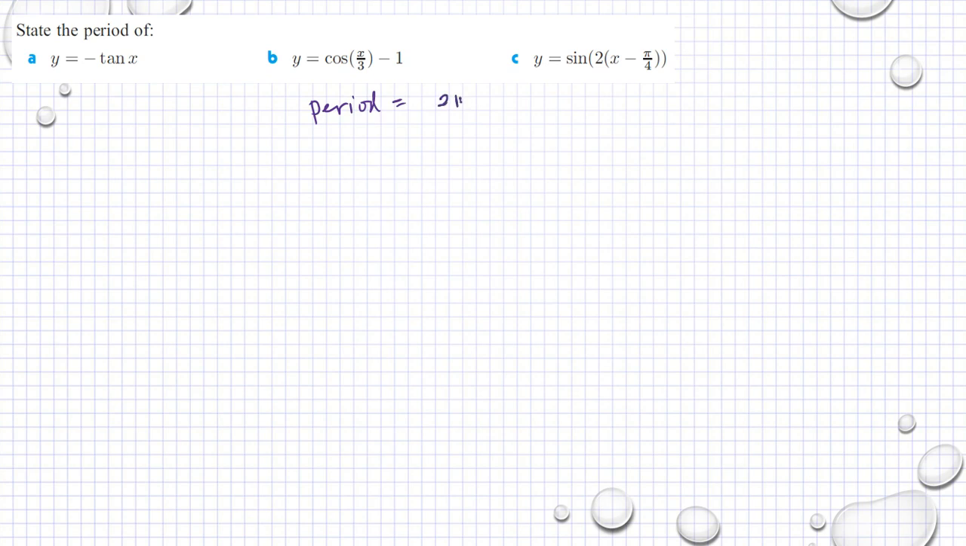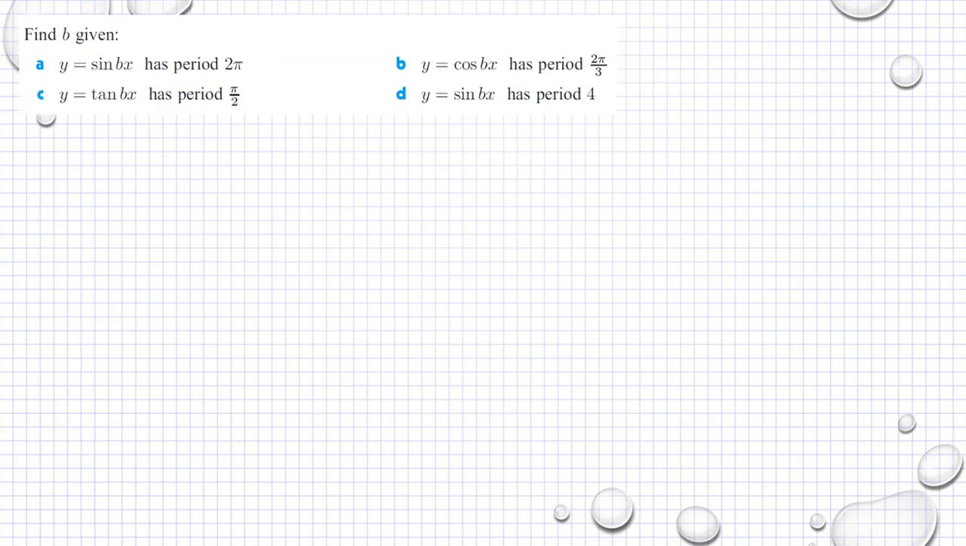The period is equal to 2 pi divided by, we have actually 1/3 there, because x divided by 3 is 1/3 times x. Sorry, that is not pi. So we have 1/3 there. That means we have 2 pi multiplied by 3, and then we have 6 pi. So you need to stretch the graph. Okay, let's see if we can find some more examples.